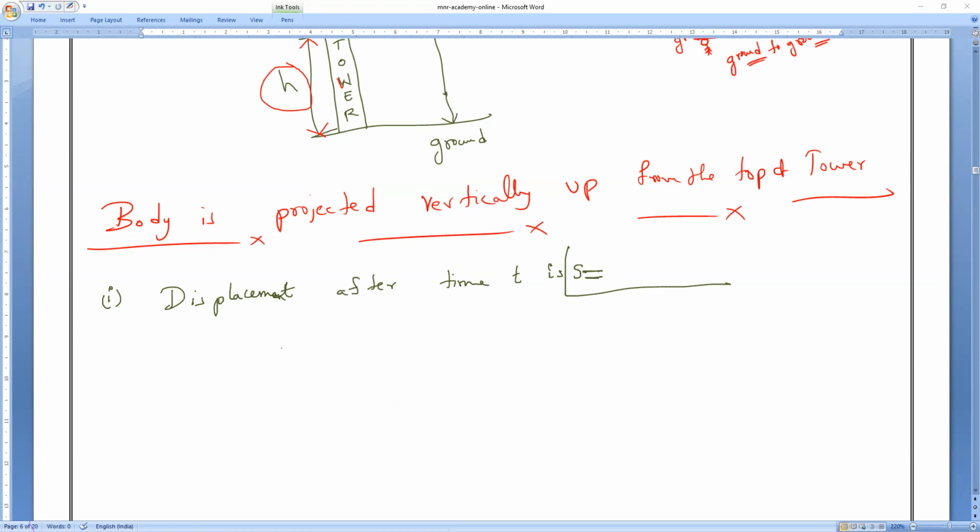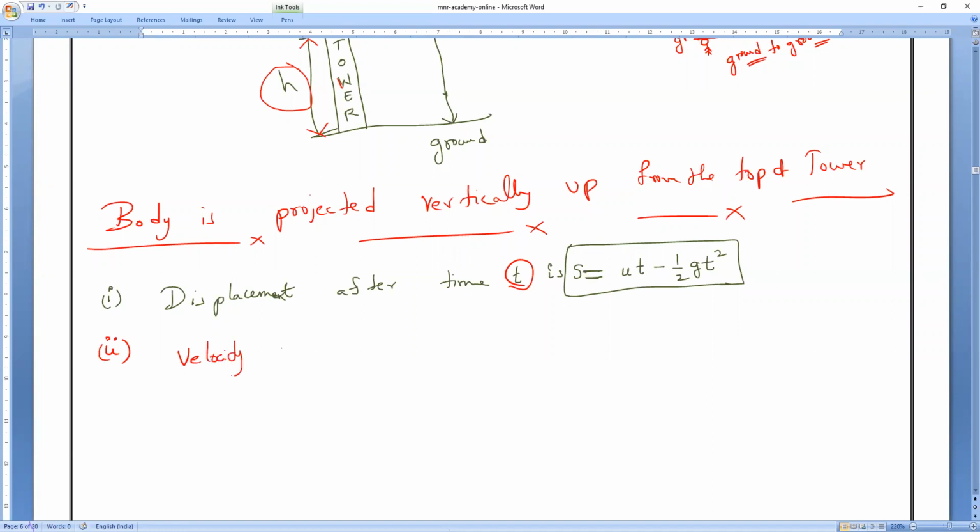So S is equal to ut minus half gt square. What is the formula? ut minus half gt square. So remember, if the body is projected from the top of a tower, if they ask us to calculate the displacement after some time t, then the formula is S is equal to ut minus half gt square. That is what. Next, the second one, velocity after time t.